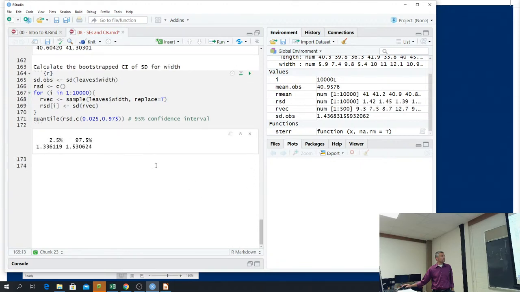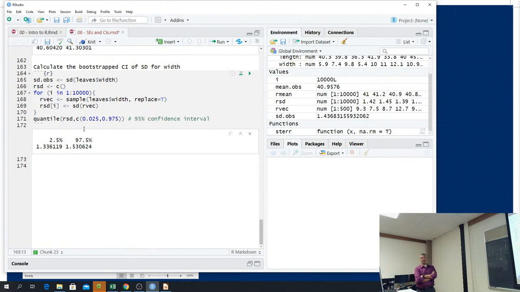So when I run it, I get that standard deviation. And you can see, the observed standard deviation is 1.44, I guess rounded, and this interval captures it. That's a 95% bootstrap standard deviation. We could do variance if we wanted. We could do median if we wanted. Not bad.